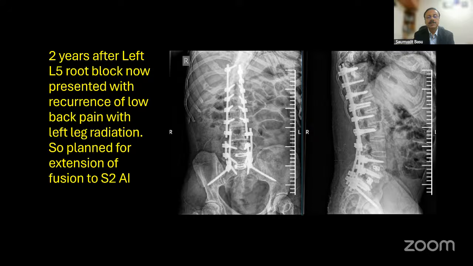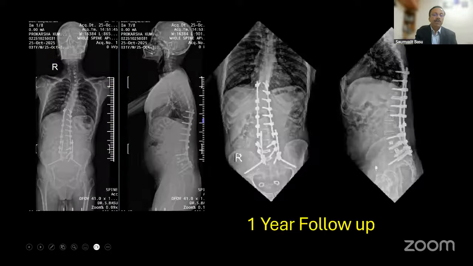So I did an extension fusion, a 2-level TLIF at L4-5 and L5-S1, and went up to S2AI with a domino connector here. And he became quite well balanced. So far as sagittal balance was concerned, his PI-LL mismatch was corrected. And I left this small coronal imbalance or coronal curve upstairs because this was not bothering him at all.